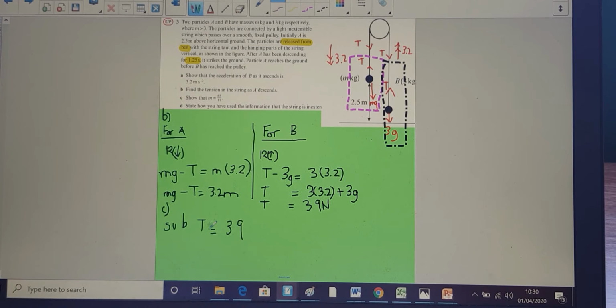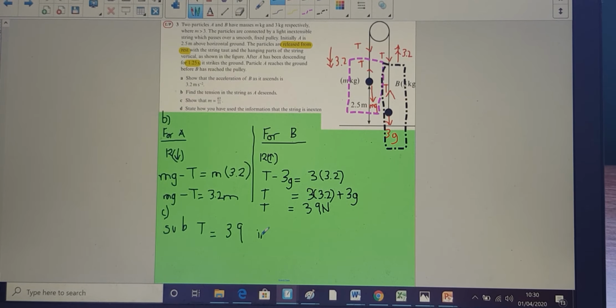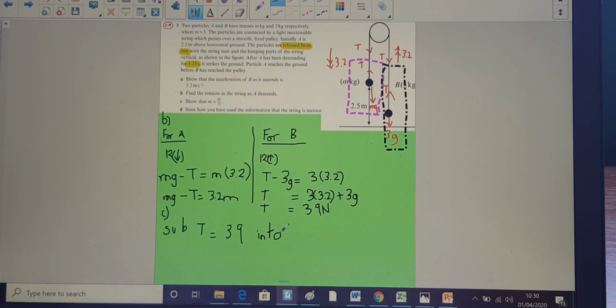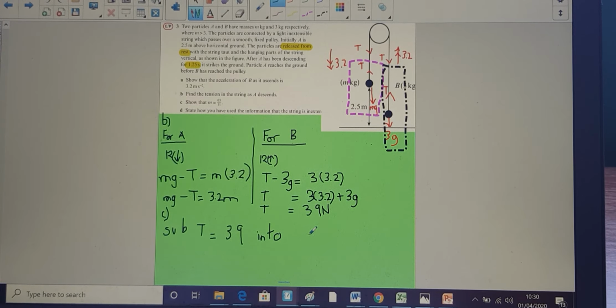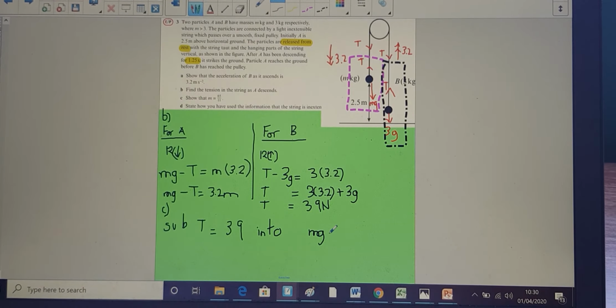I'll substitute T equals 39 into mg minus T equals 3.2m. My handwriting's really not this bad, it's just because I'm doing it all on a mouse. Okay, substitute in what I've got. I still don't know what m is, that's the thing that I want. So mg minus T, which I've just worked out is 39, equals 3.2m.